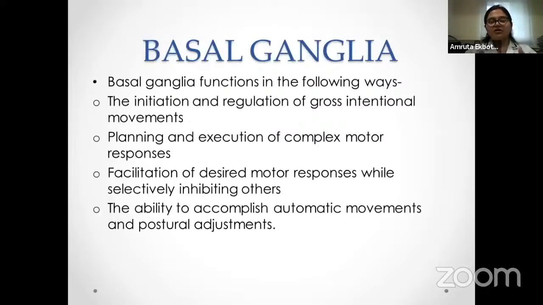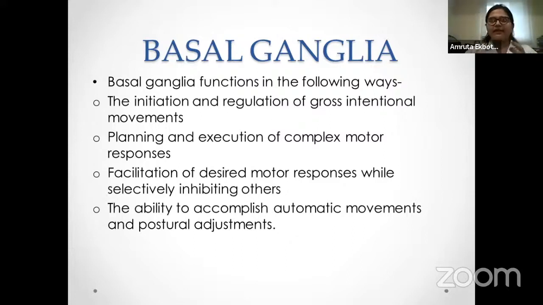So the third part in the neural control is the basal ganglia. It functions in the following ways. It will help in initiation and regulation of gross intentional movements. It will plan and execute complex motor responses. It will facilitate the desired motor responses while selectively inhibiting the others. And it also has the ability to accomplish automatic movements and postural adjustments.